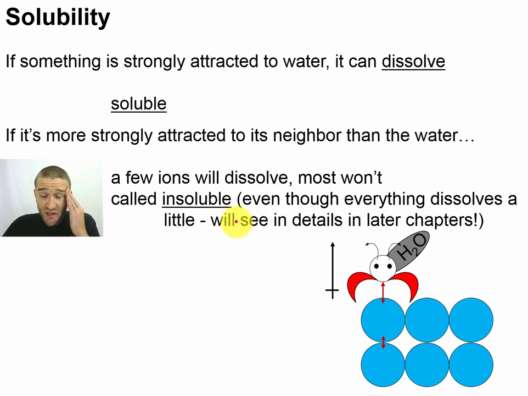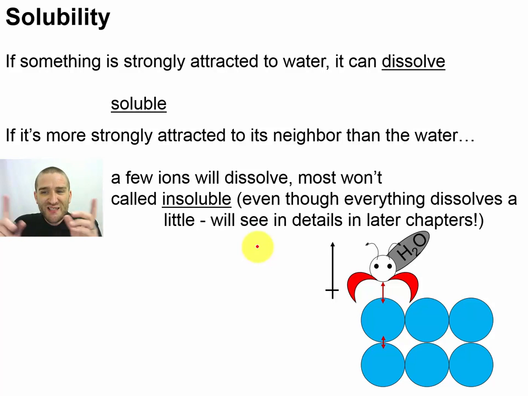Now, a few of those are going to dissolve. Not very many, but a few. Limestone would be a good example of that. We know that limestone is a rock and it's insoluble. However, we also know that a tiny amount of limestone dissolves. That's why when water evaporates off of it in a cave, you get those stalactites and stalagmites.